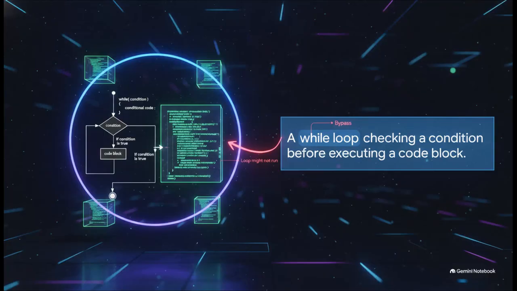Visualizing the flow of a while loop reveals something pretty crucial. The program hits the condition diamond first, right? If it's true, it runs the block and loops back around. But, and this is absolutely key, if the condition is false from the very start, it completely bypasses the code. The loop might not run even a single time.